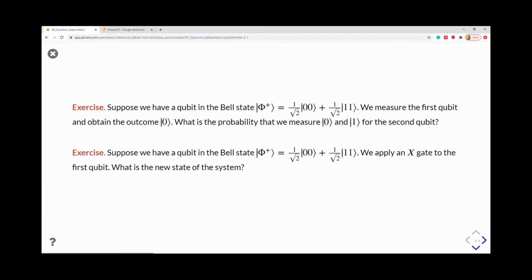So we measure the first qubit, we get 0. What's likely going to happen with the second qubit?